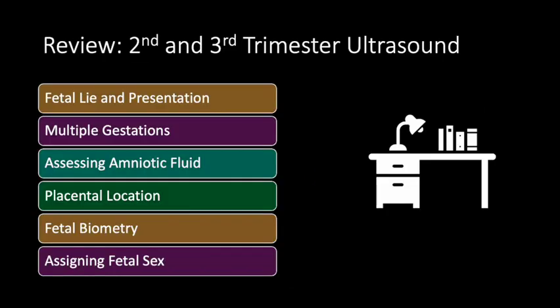So as a review for second and third trimester ultrasound, we talked about fetal lie and presentation. We examined the introduction to multiple gestations and how to determine their chorionicity and amnionicity. We talked about assessing amniotic fluid using the deepest vertical pocket, looked at some placentas and tried to verify where that location could be and understand the risk of placenta previa spectrum. We talked a little bit about growing babies and fetal biometry. And lastly, we used a neat trick to estimate the fetal sex when looking on an ultrasound.